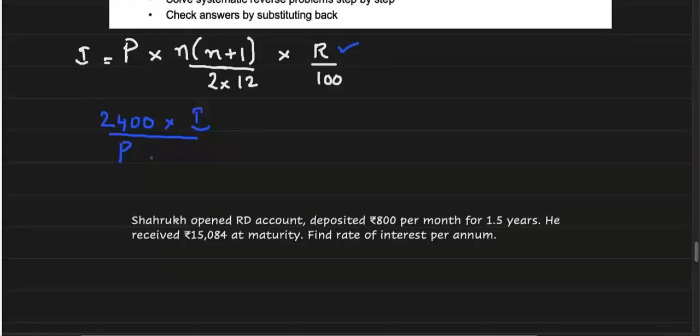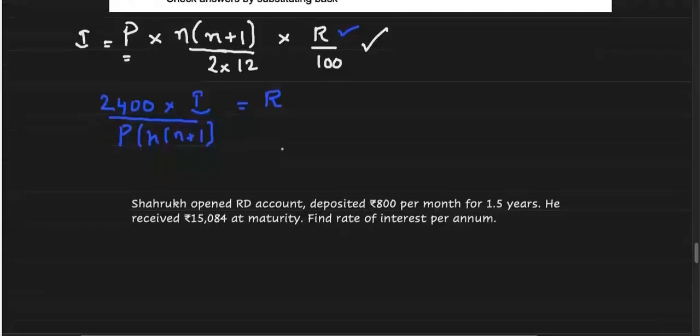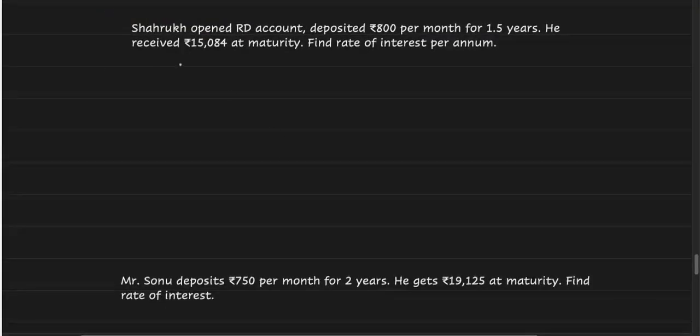Also, N into N plus 1 were in the numerator, so they become the denominator. That will be your formula to find the R value. Is it clear? Simple. First, you need to remember this formula for interest. Once you have it, you can modify the formula to find whatever is not given in the problem, whether P, N, or anything else. Make sense? So now we'll do the first problem of this video.